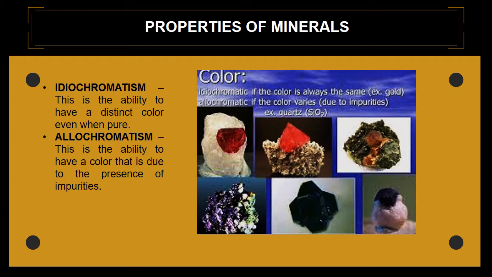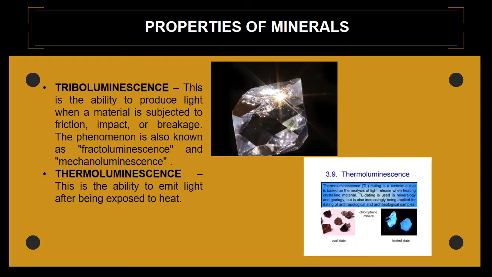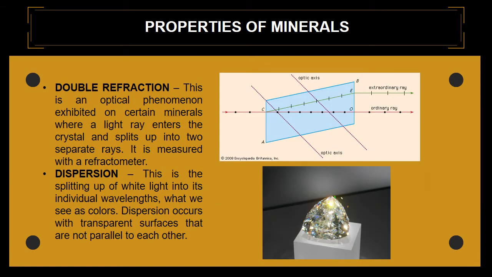So dito sa picture, we have the idiochromatic if the color is always the same, and allochromatic if the color varies due to impurities. So next, we have double refraction. This is an optical phenomenon exhibited on certain minerals where a light ray enters the crystal and splits up into two separate rays. It is measured with a refractometer.